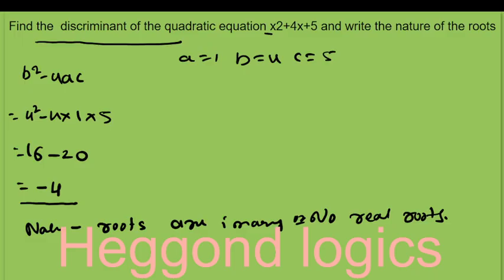This question will be compulsory for both the state board and CBSE, but in CBSE, in the place of a, b, c, they give k, b, a, c like that. For the Karnataka state board they will ask directly: find the discriminant and write the nature of the roots. Sometimes they will ask 1 mark questions, sometimes they will ask 2 marks questions for the state board.